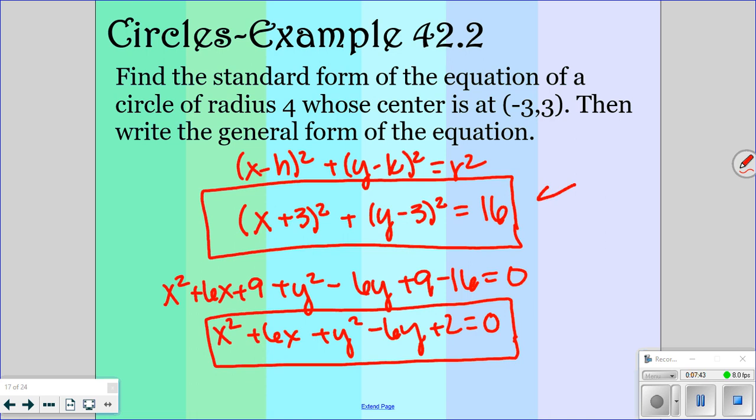This one is going to be much easier to graph, and so typically whenever you're trying to graph them, you're going to want to put them in standard form. But that's how you do standard form or general form.